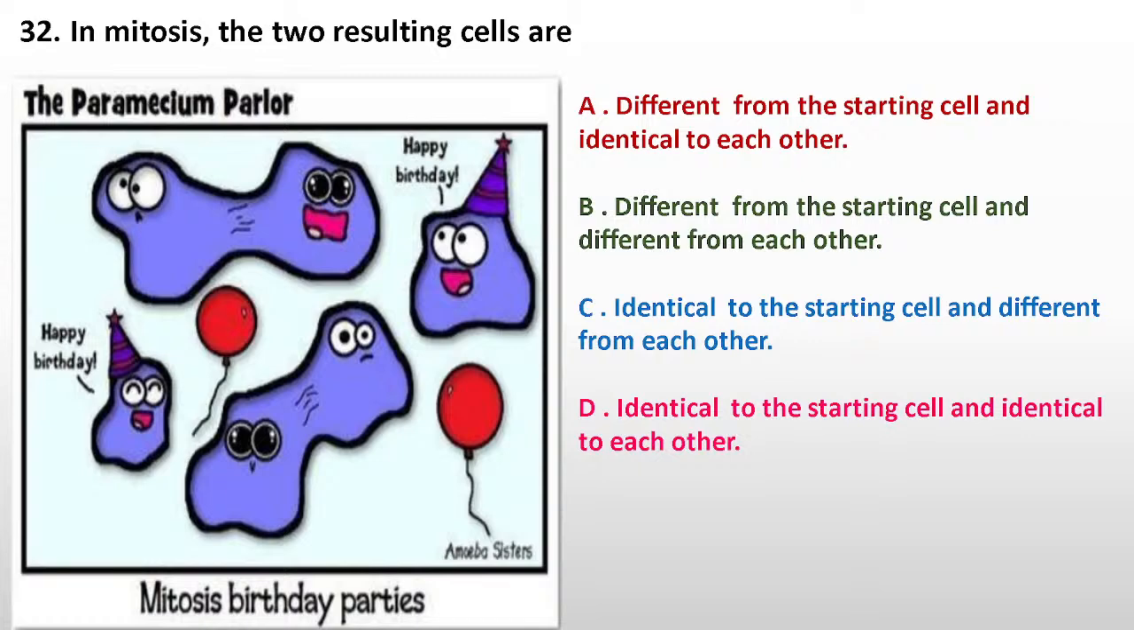So why think whether the upcoming paper will be hard or easy? Tell the paper that you are also very hard. Tell the council that you are well prepared. So go with the confidence, don't worry, you will be able to solve it. And the correct answer for this question is D. So in mitosis the two resulting cells are identical to the starting cell and identical to each other.